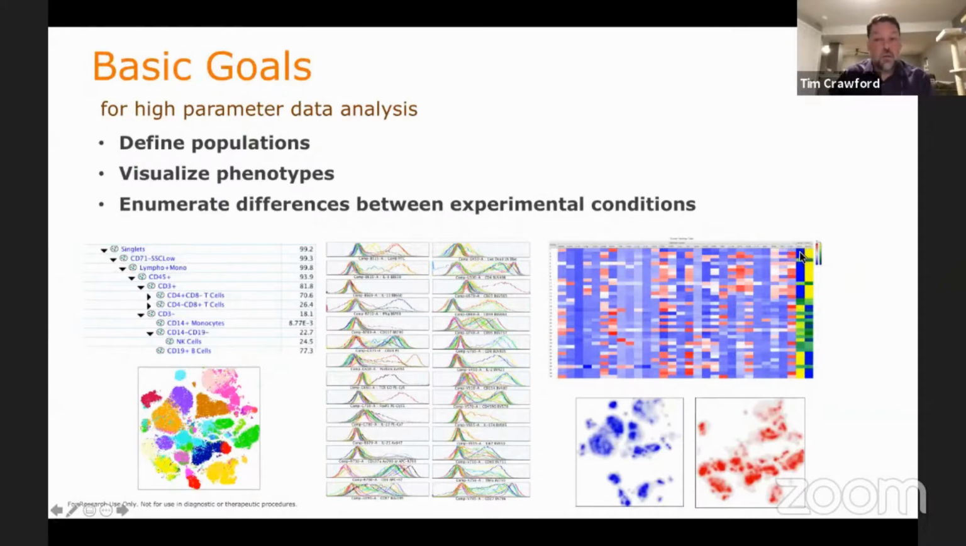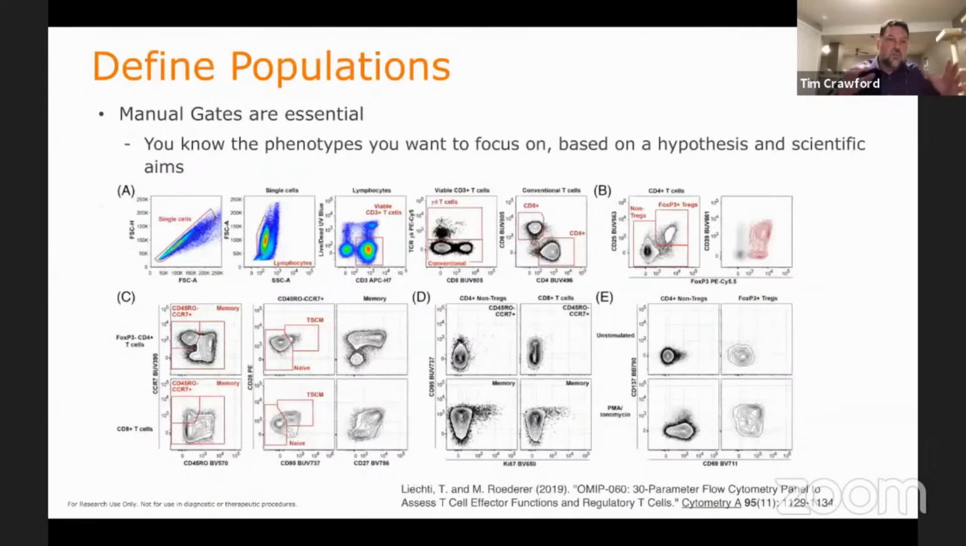Ultimately, you do want to understand how those populations change between different conditions. If you're stimulating the cells, do these markers go up or down? Do you lose populations because they gain expression of other effector molecules? They change their phenotype. And you do need to be sure to manually gate your populations. I think manual gating is an essential step because you know the phenotypes that you want to focus on. You have a hypothesis, you have a scientific goal in mind, and you should gate for what you know and answer that fundamental question the way we already know how to do, which is hierarchical gating.